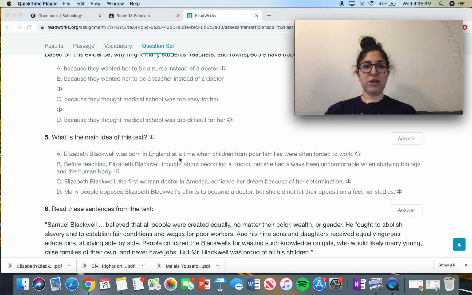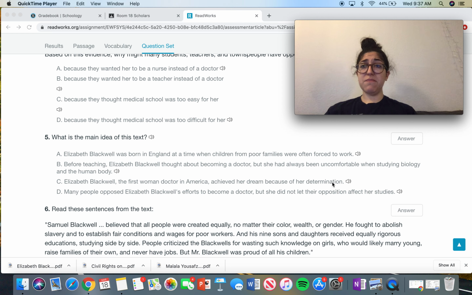Elizabeth Blackwell was born in England at a time when children from poor families were often forced to work. That's not the main idea of this text. Before teaching, Elizabeth Blackwell thought about becoming a doctor, but she had always been uncomfortable when studying biology and the human body. Again, not the main idea. The main idea, and we can even tell sort of by looking through the questions, although the questions are about, you know, something about doctors, something about women doctors. Elizabeth Blackwell, the first woman doctor in America, achieved her dream because of her determination.